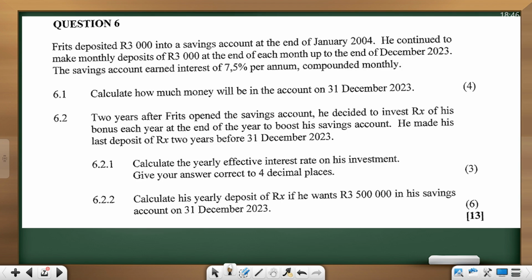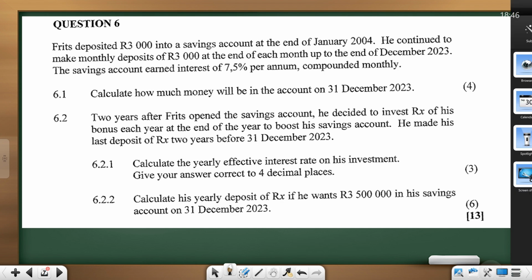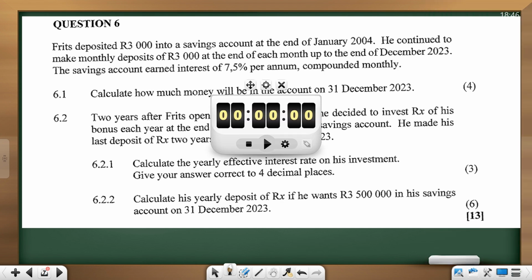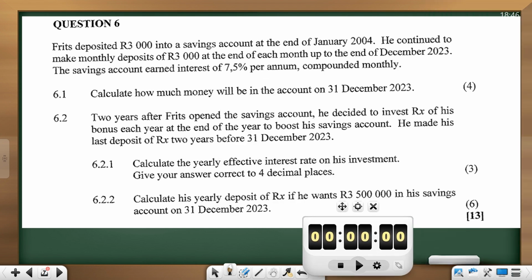All right. Let's try some finance here, quickly. I want you to do the whole thing. I'll give you 10 minutes or 12 or 15 because you have to read. Take your time, read. We want to get the whole thing correct.